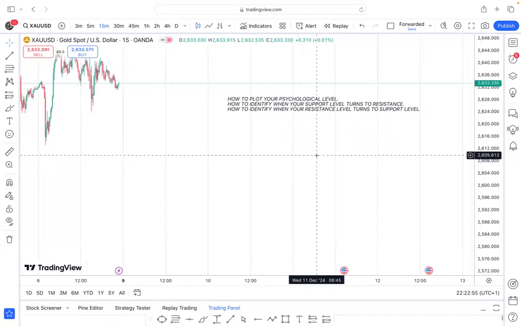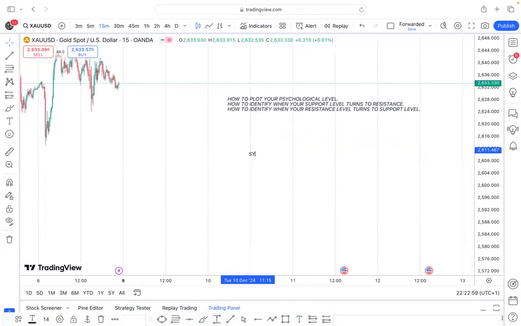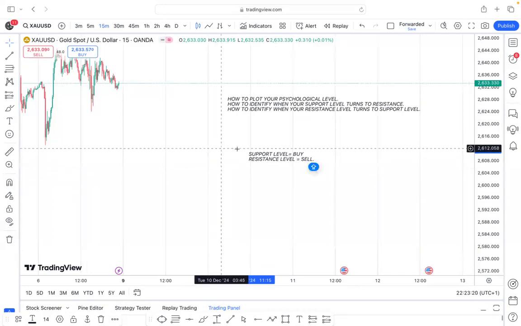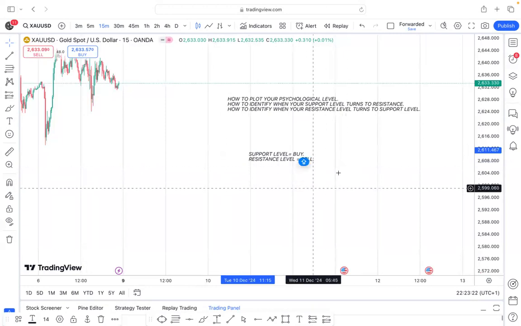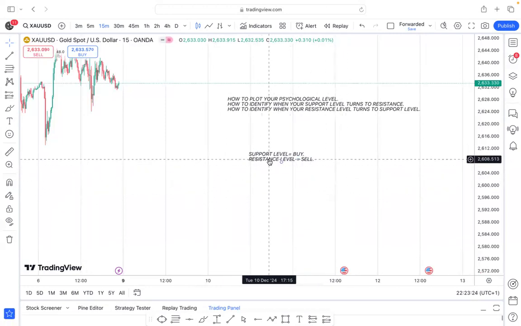Now we all understand that our support level is where we look to take our buy entries from. Resistance level, we look to take our sell entries from. So support and resistance levels are levels for entries, right? They are levels for entries.